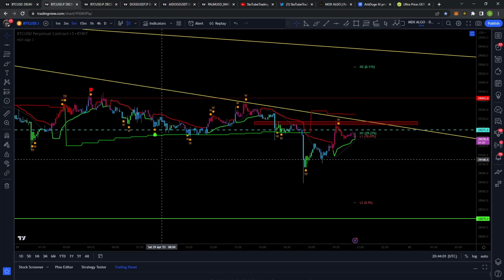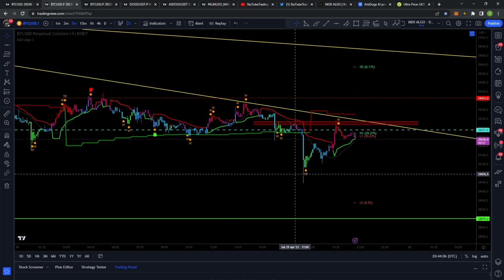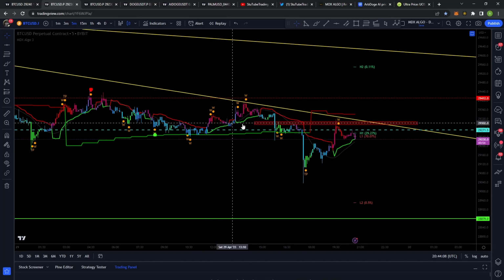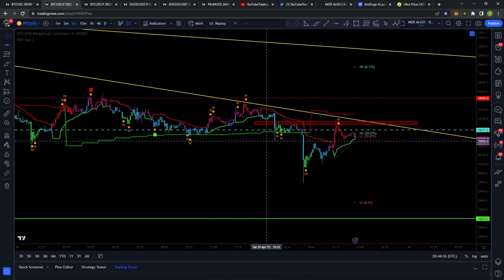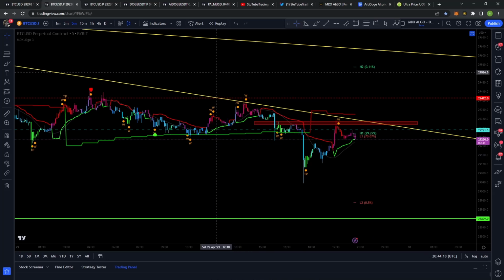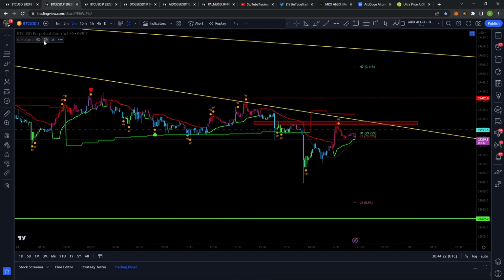I haven't personally done that just because I like to keep my charts fairly clean, especially when I'm here with you guys. But very cool that, let's say, I want to be on the 1 minute, but I want to see the 5-minute trend, the hourly trend, the 4-hour trend, the daily trend. You can add all that just by adding a couple more MDX ALGO 3s on your indicators. You can have more than one running at once.